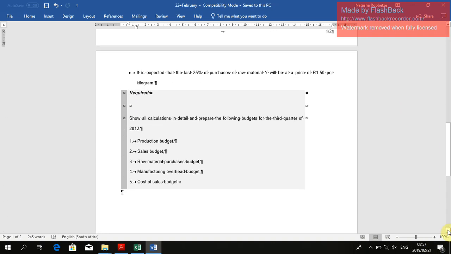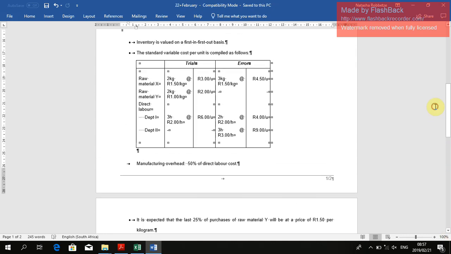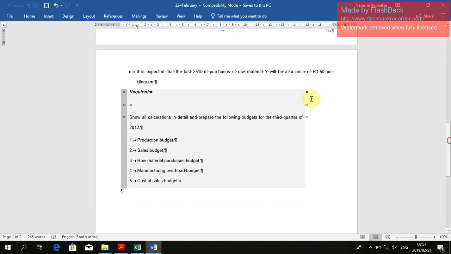Then in the very last bullet, they say it is expected that the last 25% of the purchases of material Y will be at a price of 1 Rand 50. That should be a price increase. If I scroll back and look at raw material Y, we previously purchased it for 1 Rand. So in the final bullet, it is obvious that it has now increased to 1 Rand 50.